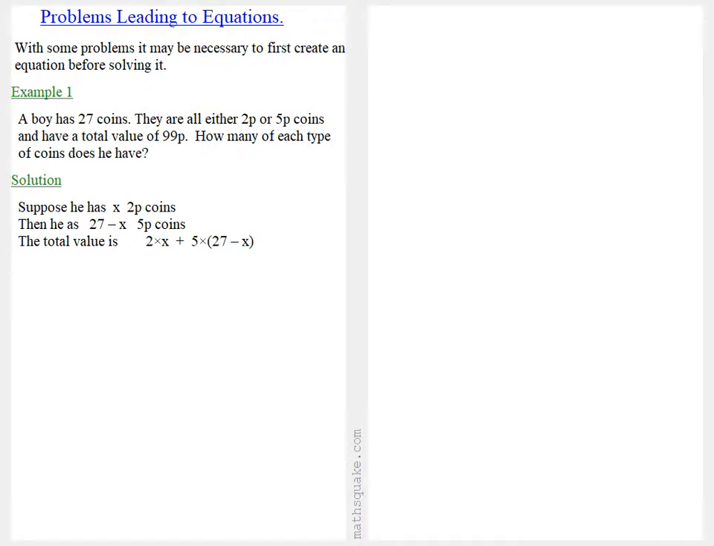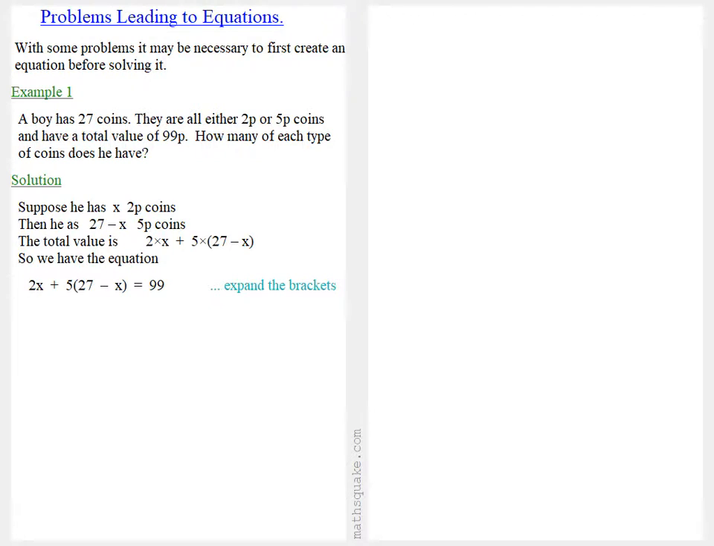Now the total value that he has is 2p times the number of 2p coins he has, plus 5p times the number of 5p coins he has. That is 2 times x plus 5 into 27 minus x. So we've got the equation 2x plus 5 into 27 minus x equals 99.